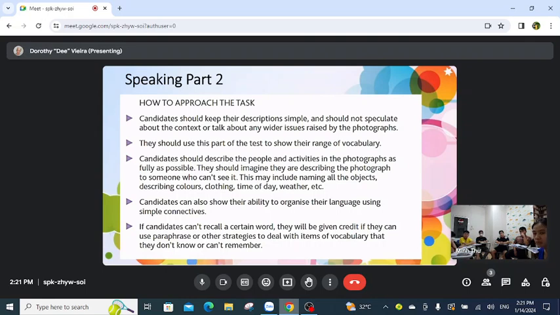Paraphrase. If you paraphrase, you just use different words to say the same thing. Don't worry too much about this one now, okay? I want to focus more today on using connectives. And if you cannot recall, if you cannot remember, recall means remember. If you cannot remember a certain word, then try to describe what it is that you can see.